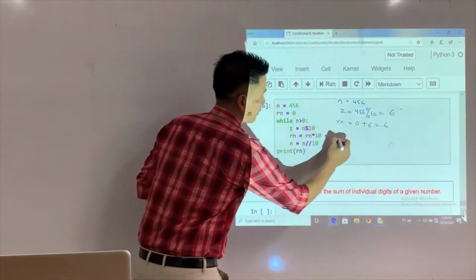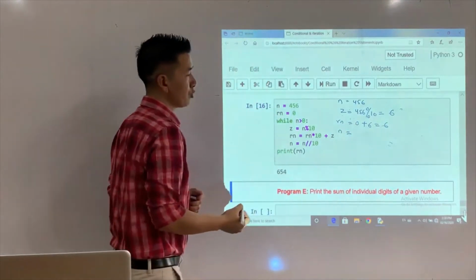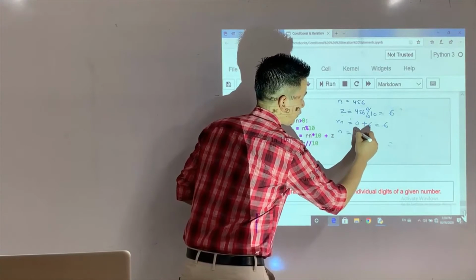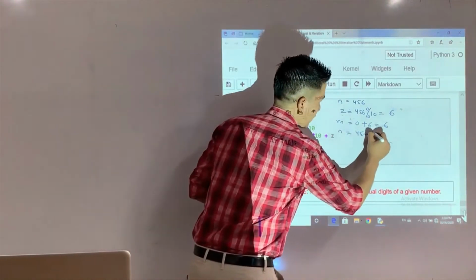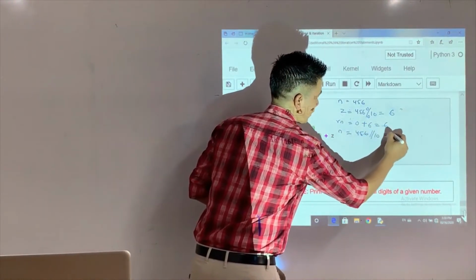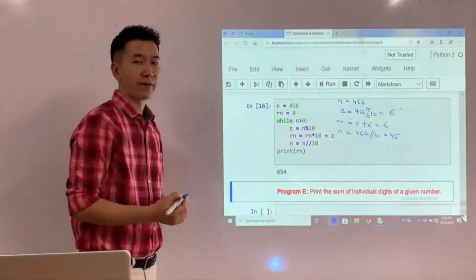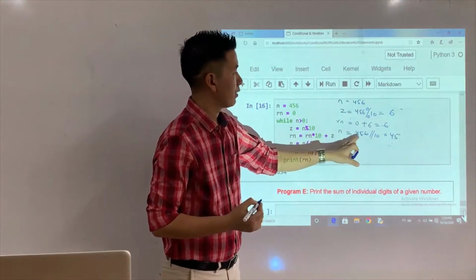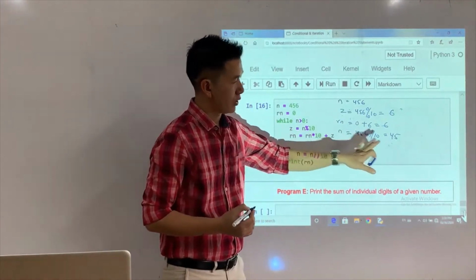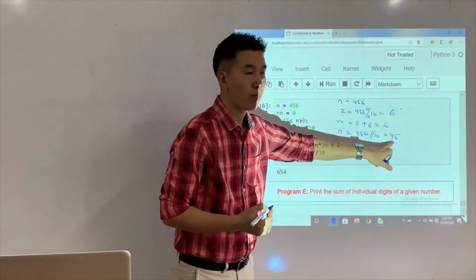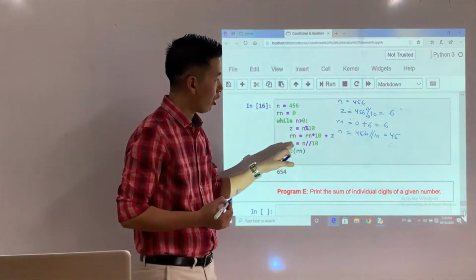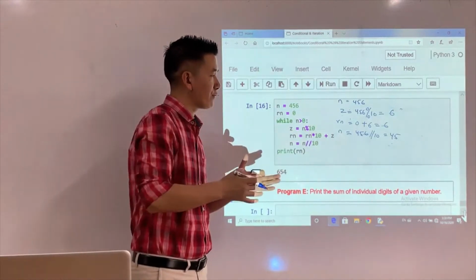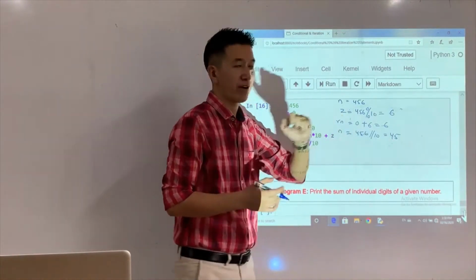Now let's focus on this. n is equal to n divided by 10. What is the value of n? It is 456 divided by 10. You will get the answer as 45. 10 times 45 is 450, whatever the remainder is, but the quotient is how much? 45. So the new value of n has now changed from 456 to 45.